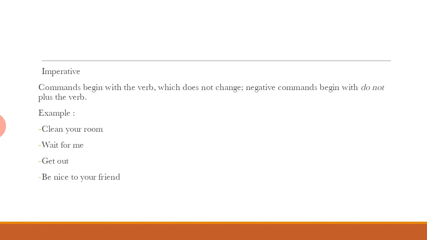So, and then what is imperative? Imperative is a command that begins with the verb, which does not change. Negative commands begin with do not plus the verb. For example, clean your room, wait for me, get out, be nice to your friend. This is the example for imperative.